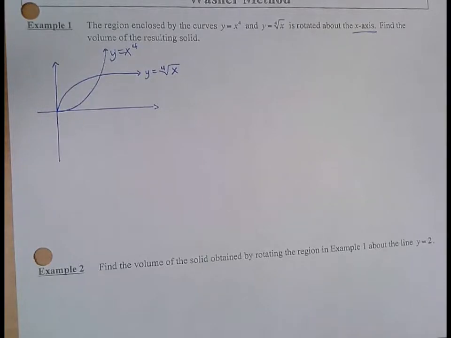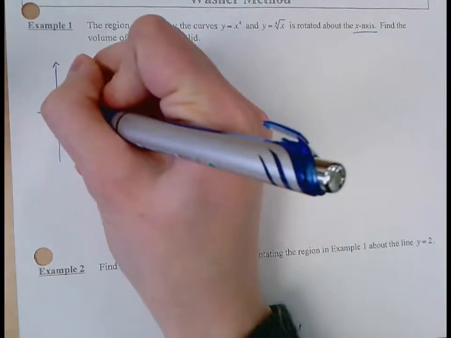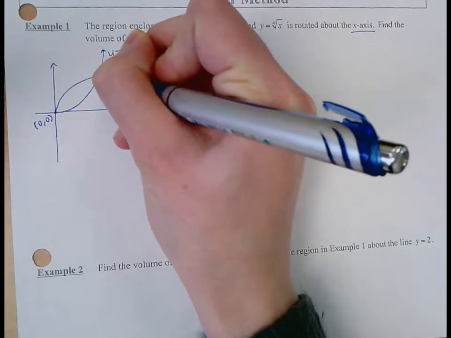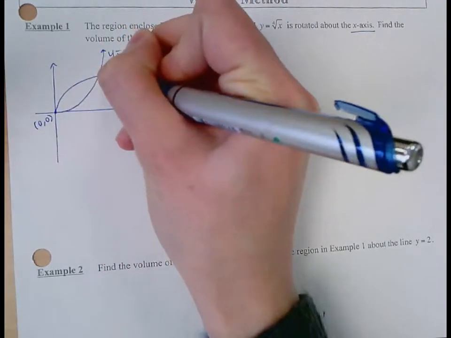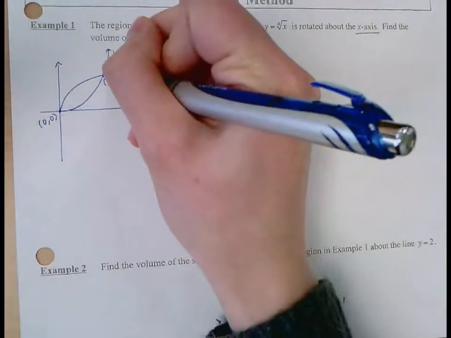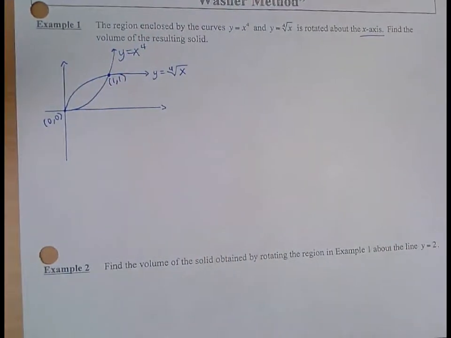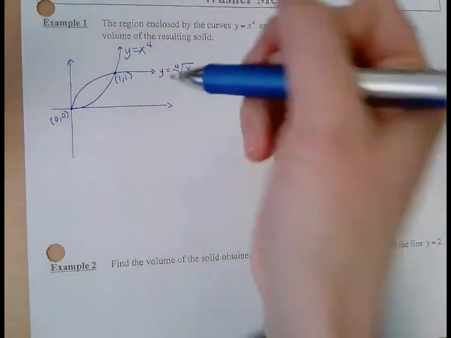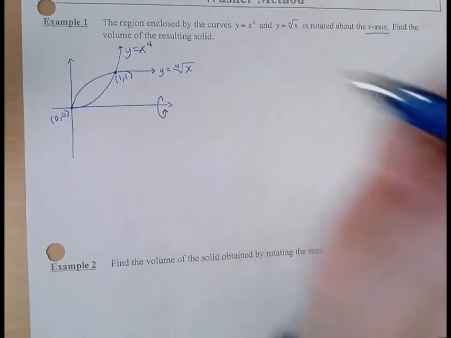We'll need to know this, so we can see one intersection is at the origin. Where is the other intersection? 1, 1. We would need to know that when we set up our integral, what our limits of integration are for either x or for y. And this is being rotated around the x-axis.